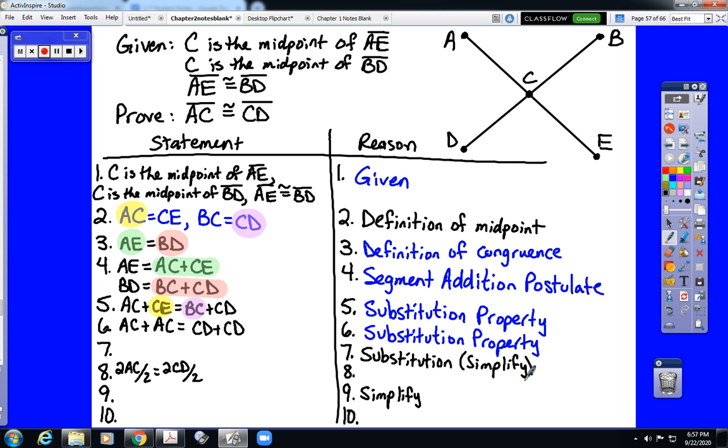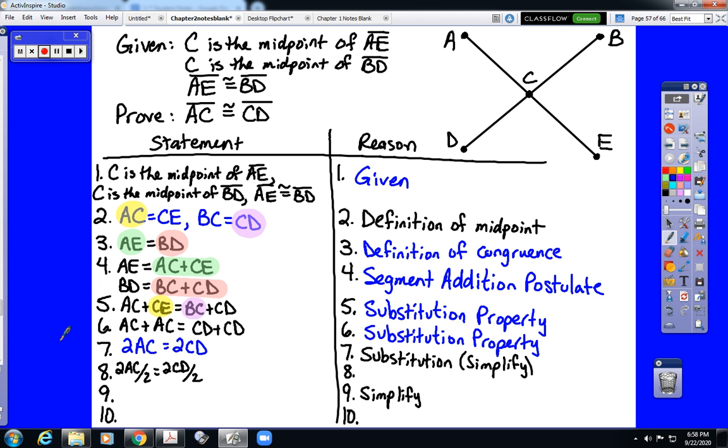We are simplifying. Look at the equation in step 6. Notice that both lengths referenced on each side are the same length. So think about them like variables. If we did x plus x, we can combine those like terms into a 2x. So AC plus AC is 2AC. Okay, so we should be doing that on both sides of the equation. The left side of the equation should become 2AC, and the right side of the equation should become 2CD.